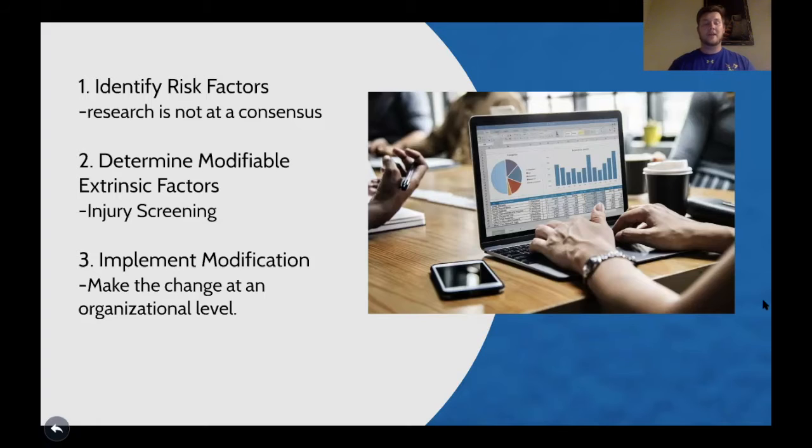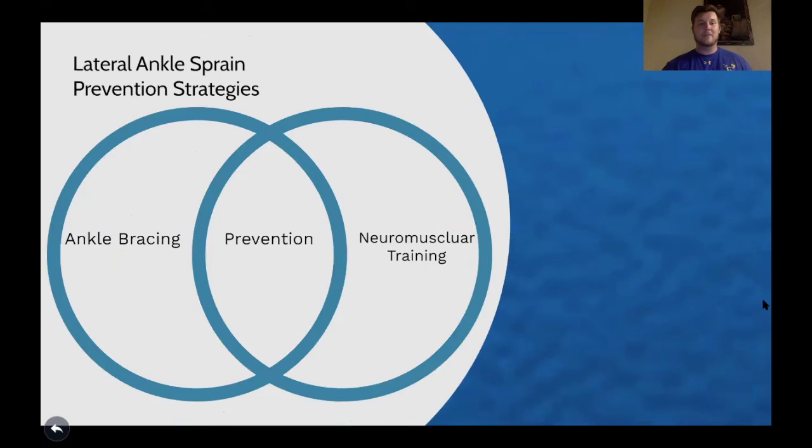Once we start to determine that, we can determine which of those risk factors are modifiable, which ones can we actually affect and change. And we can identify that in patients through injury screening. And then the third step of this is to actually make those changes. And yes, we can make those changes at an individual level, but I would much more prefer to make those changes at an organizational level, especially if, say, we need to increase neuromuscular control. That's something that we can start to implement into our conditioning programs and do at a larger, more massed level.